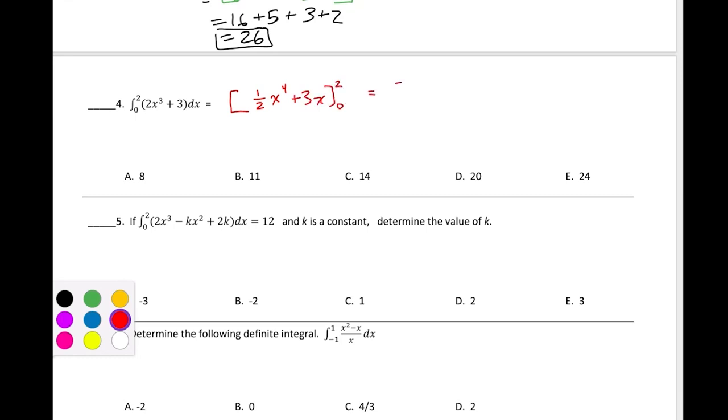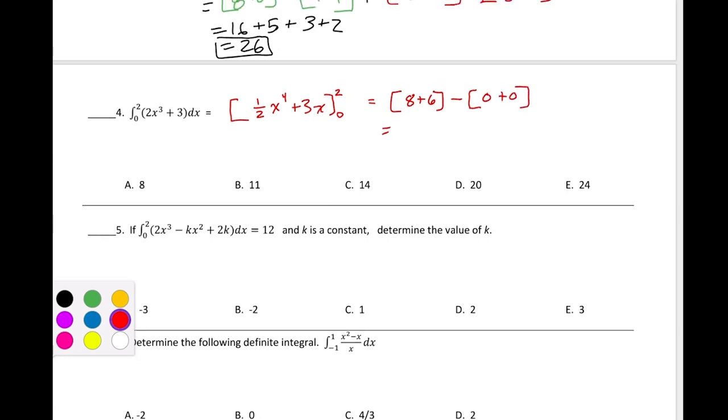So if I substitute in 2, let's see, 2 to the 4th. It's going to be 2 times 2 is 4. So let's see, 2, 4, 8, 16. But I got to multiply that by half, so I'm back down to 8. So that'll be 8 plus 3 times 2 is 6. Minus, and if I plug in 0 here, I'm just going to get 0 and 0. So I can just kind of ignore all that. And so I have 8 plus 6, which is 14. So my answer is C.